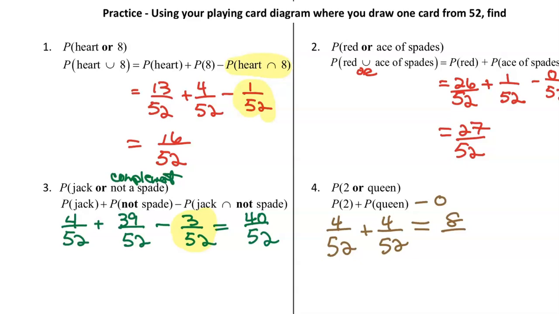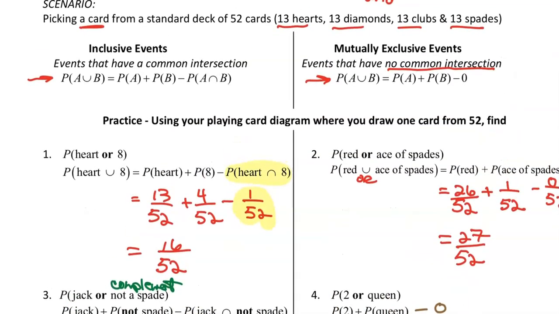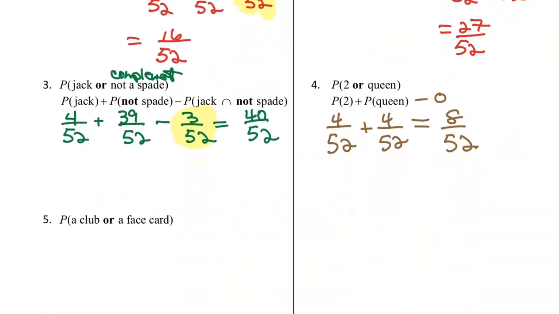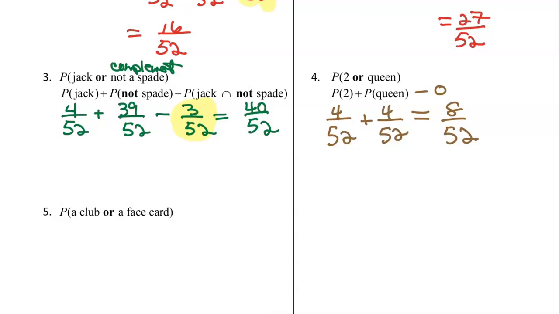And you get 8 over 52 with no commonality. Okay, so when there is no commonality, these are mutually exclusive. You can't be both a 2 and a queen, and you can't be both a red and an ace of spades. Okay, so that's what's mutually exclusive. When they are not mutually exclusive, you need to subtract away.